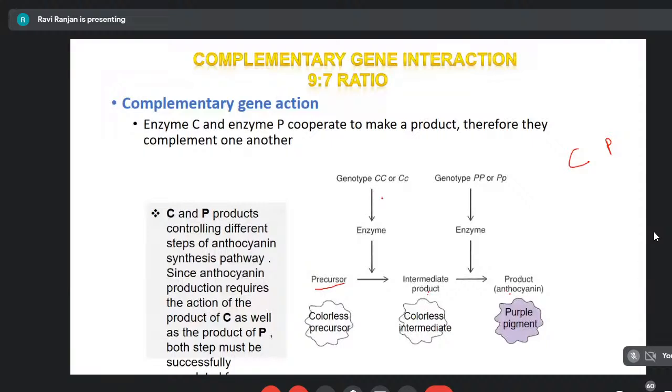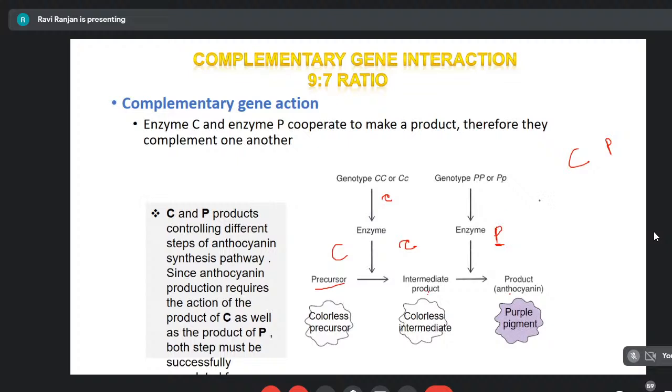Now, if you have small c, what will happen? The precursor will not get converted into the intermediate product. So only capital C will not be able to produce anthocyanin, and only capital P will also not be able to. Supposing there is a capital P and a small c, the precursor will not get converted into the intermediate product, and so even if an enzyme is produced by the P gene, it will not be able to convert it into anthocyanin.